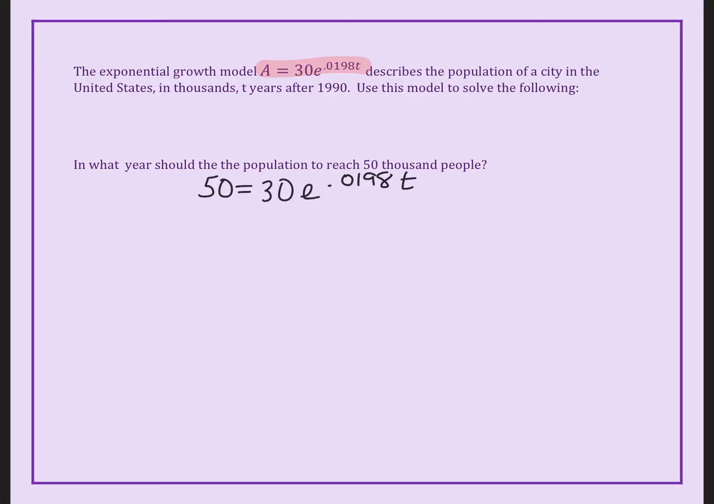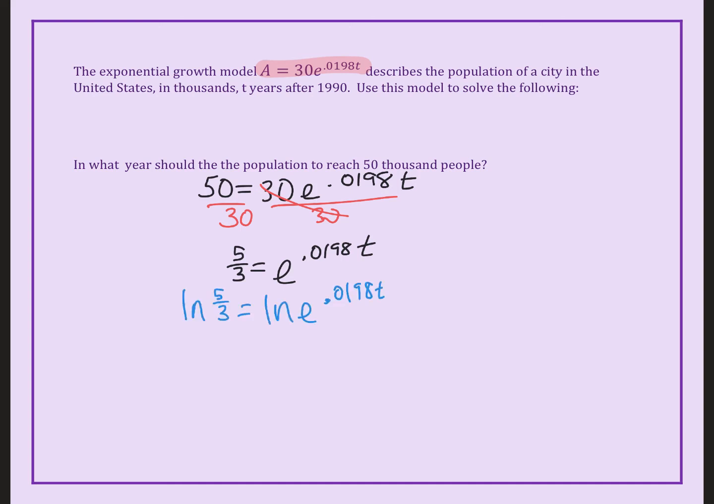So the first step is going to be to divide by 30 on both sides. When I divide by 30, I get 5 over 3 is equal to the e raised to that exponent. Now, in order to get rid of that e, I'm going to take the natural log of both sides. Now, why did I choose natural log? Because the natural log of e becomes 1. So I'm going to go ahead and rewrite this problem. Now, to get that t by itself, guess what? Last step is to divide.